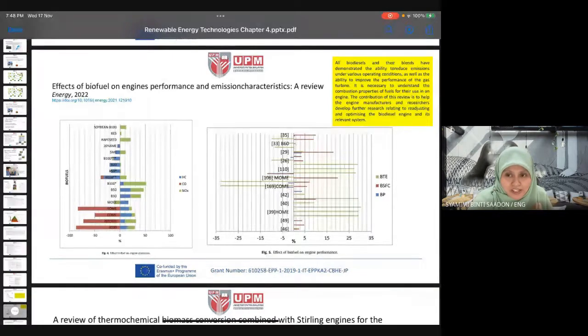It is necessary to understand the combustion properties of fuels for their use in an engine. That means one of the important criteria that we need to take into consideration is the combustion process, the property of the density and viscosity of those fuels. The contribution of this review is to help engine manufacturers and researchers develop further research relating to readjusting and optimizing the biodiesel engine and its relevant system. So this review study can help advise future research on where to optimize the utilization of this biofuel in gas turbine engines.